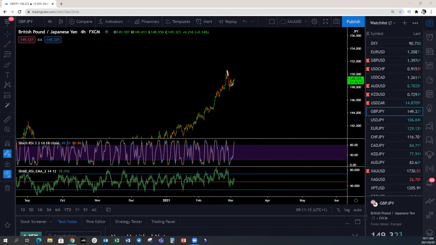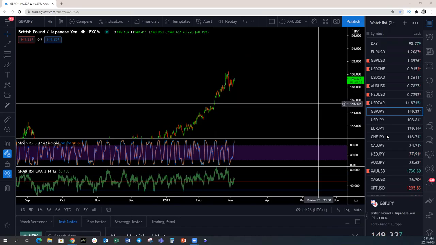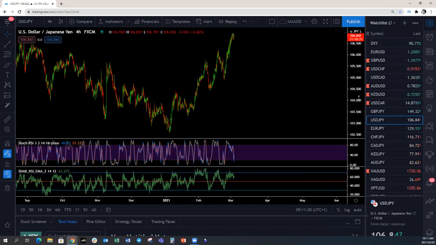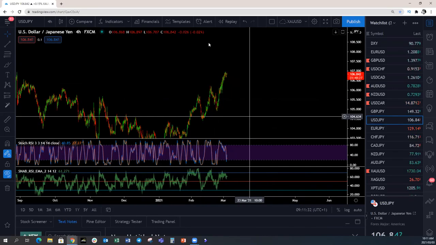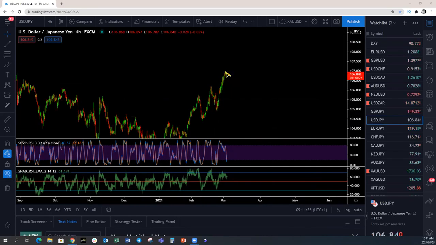Pound yen, we saw this one yesterday on the daily. You saw that this is still well above 50. So even if you do get one down here, that will be to complete this structure and look for further upside to around 156. All right. US dollar yen, continuation to the upside. Look out for this. We've reset it here on the 4 hour. So we're going to expect continuation to the upside.